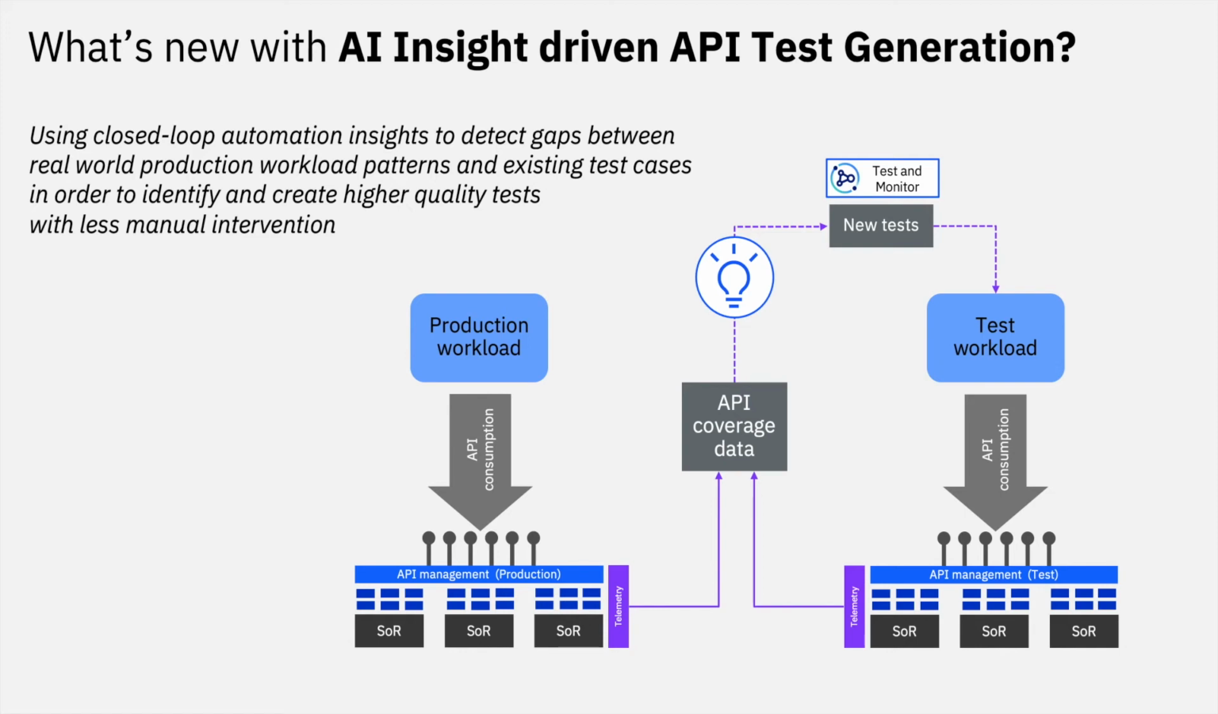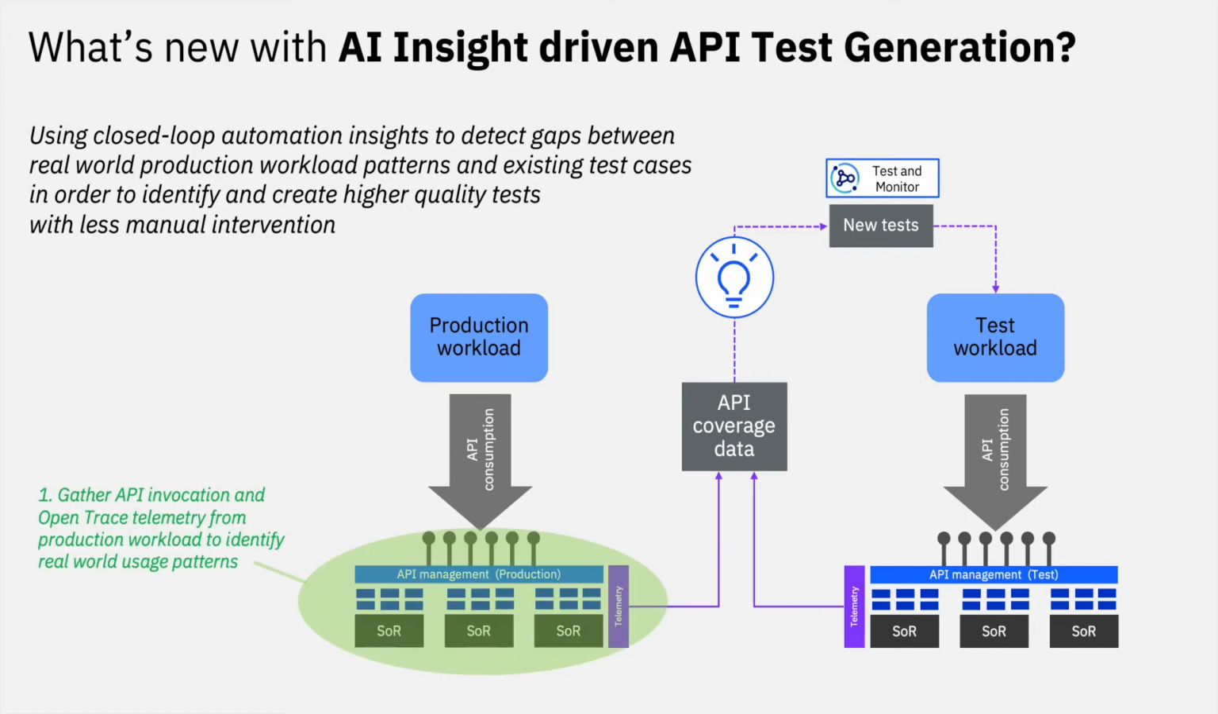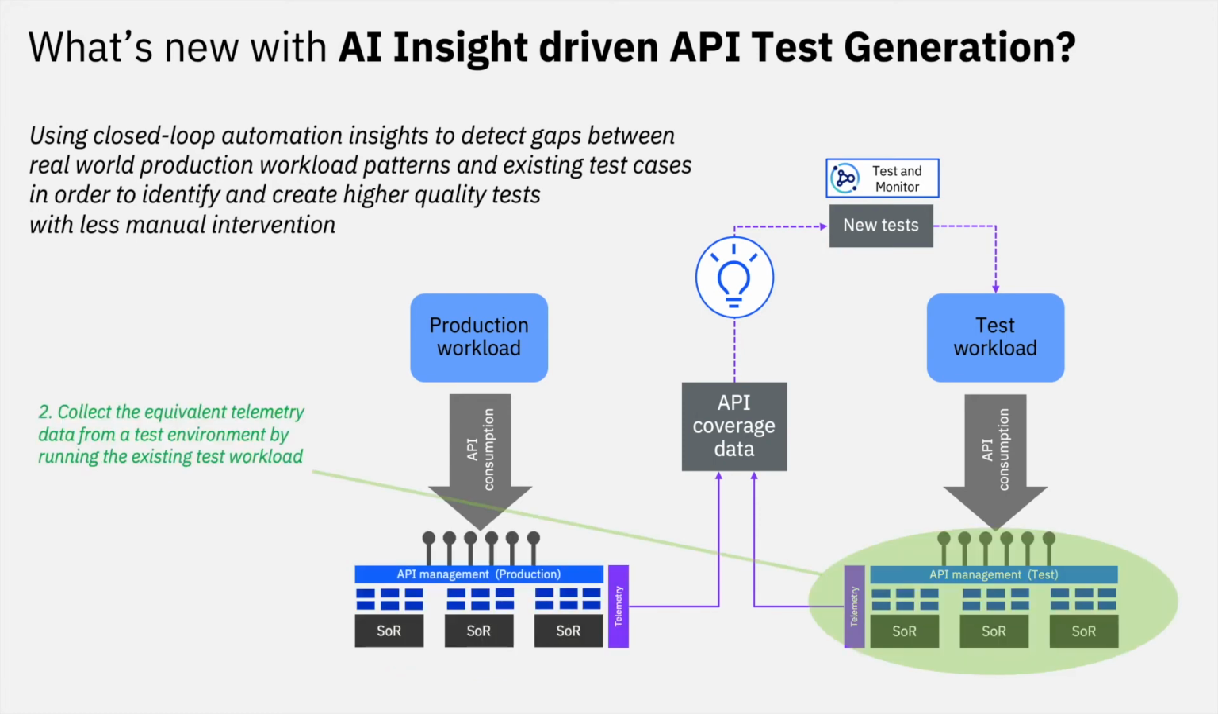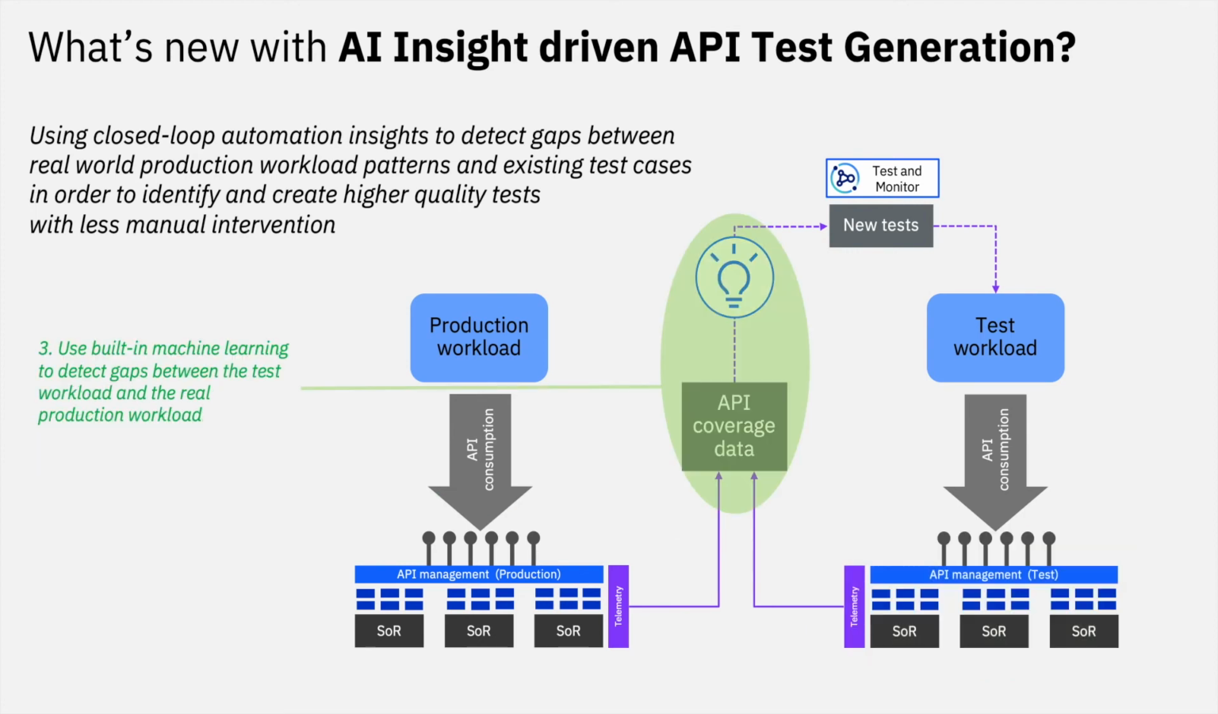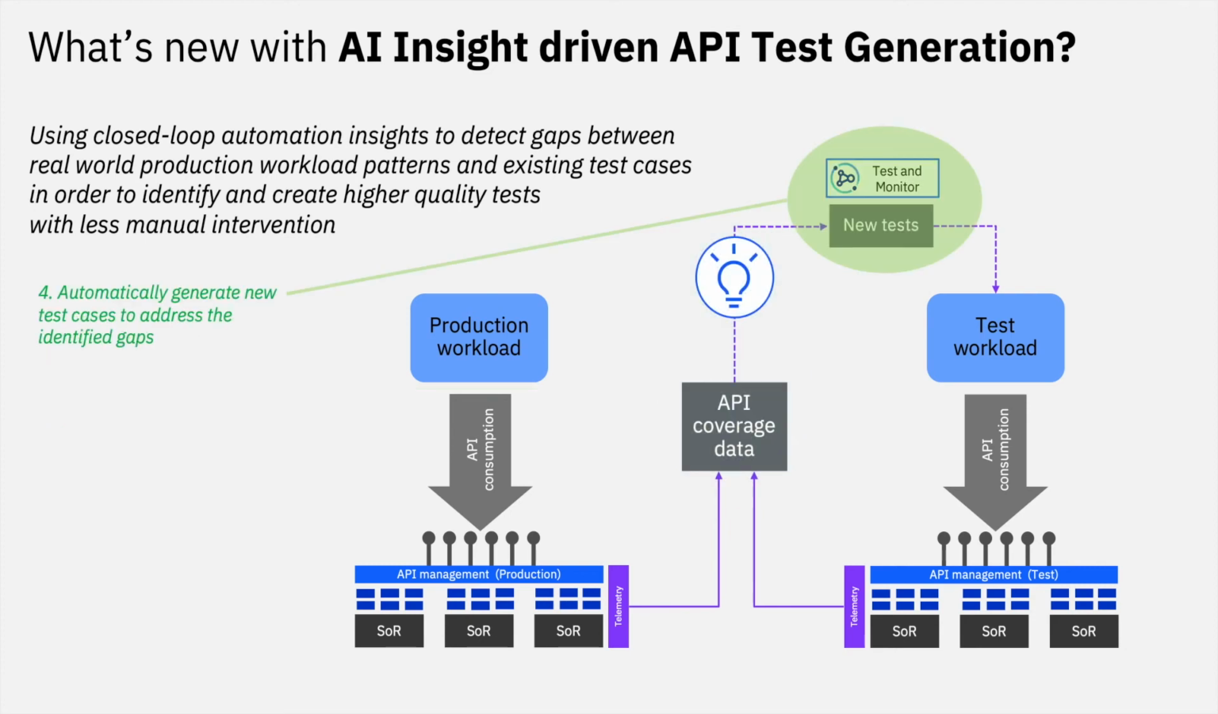So how does this work in practice? There are 4 key steps. Firstly, we're going to gather the API invocation and open trace telemetry from production workload to identify the real-world usage patterns. Secondly, we'll collect the equivalent telemetry data from a test environment by running the existing test workload, and then combine these together using built-in machine learning to detect the gaps between the test workload and the real production workload, which enables us to automatically generate new test cases to address the identified gaps.